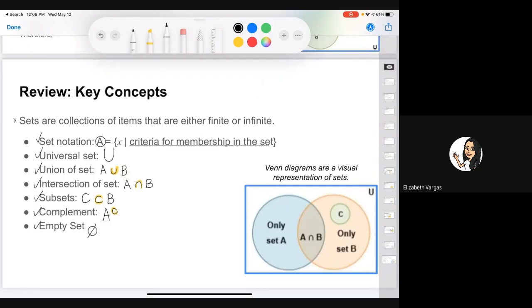So if I was going to take some time to review this today, I would try to go ahead and memorize these different symbols, because using these different symbols, we'll be able to interpret different Venn diagrams and different sets and their relationships with each other. Okay, but we'll go over those example problems tomorrow.